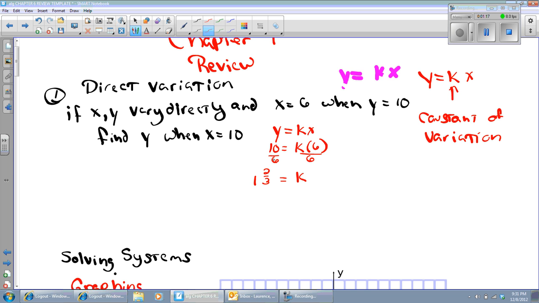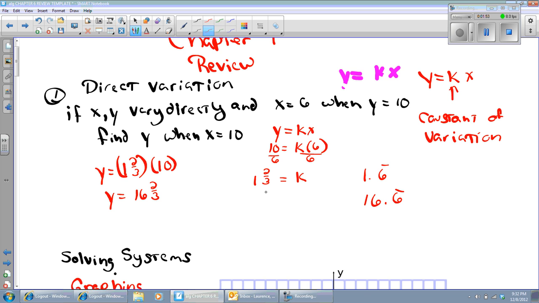Okay, now I'm told that x is 10, so I'm going to find y. I'm going to take 1 2/3 and multiply that by 10. Now, I know that 1 2/3 is the same as 1.6 repeating. Well, if I multiply that by 10, I would think I'm going to get 16.666 repeating. So y is then going to equal 16 2/3.